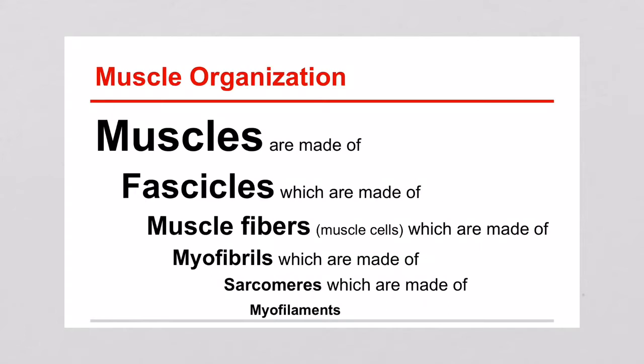The muscle fibers are made of bundles of myofibrils, and the myofibrils are broken down into small segments called sarcomeres. And the sarcomeres are the contractile units. That's where the contraction occurs. And within the sarcomeres are myofilaments.